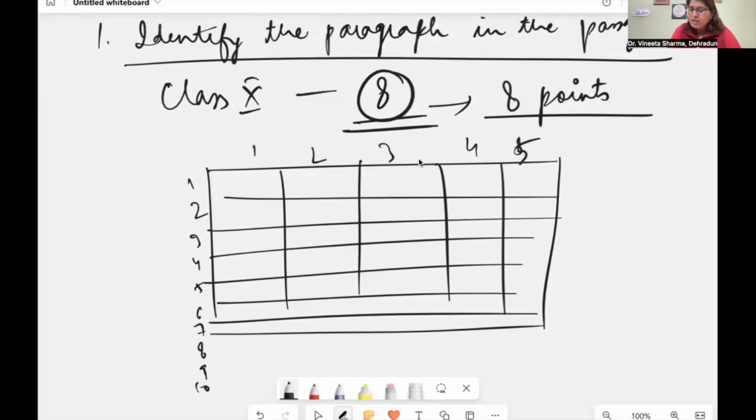Actually, my stylus is not charged properly, I believe. That's why it's not able to write, and my handwriting is so pathetic here. But please don't mind that. I hope you are able to understand what I am trying to tell you. So form the grid like this. Okay, rows are already there. You just mark them 1, 2, 3, 4 till 10 and make 5 columns.